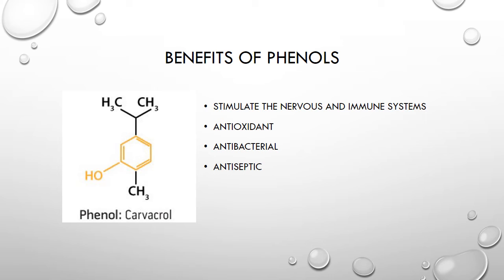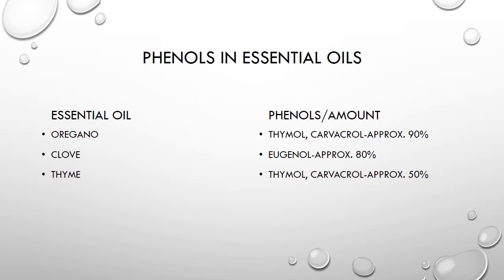This specific phenol is actually found in oregano essential oil, but it can also be found in others. And speaking of oregano, these are some of the phenols found in essential oils. In this case, on this slide, it's oregano, clove, and thyme. And then in the second column, you have the phenol, or the phenols, that are found in that essential oil and the amount that they're found in that essential oil.